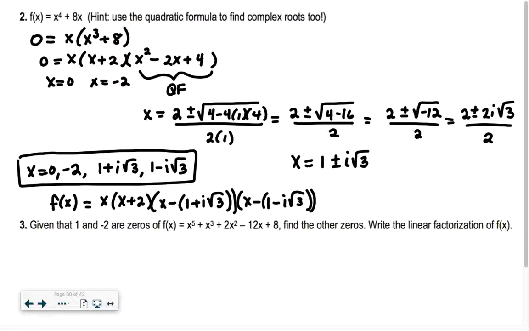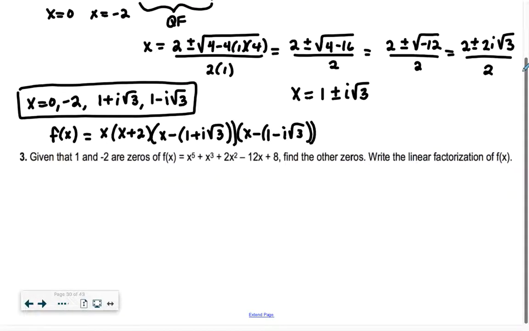All right, so the next one, number 3. I think this was on an Algebra 2 test last year. Many people missed it. So let's see if we know how to do it this time around. So it says, given that 1 and negative 2 are zeros, find the other zeros. All right, so if we know those are zeros, what should we do? Synthetic division, right? If we know they're zeros, that means it's going to factor evenly.